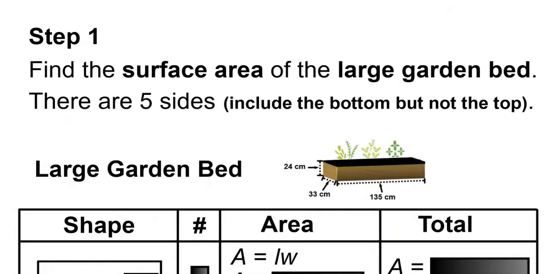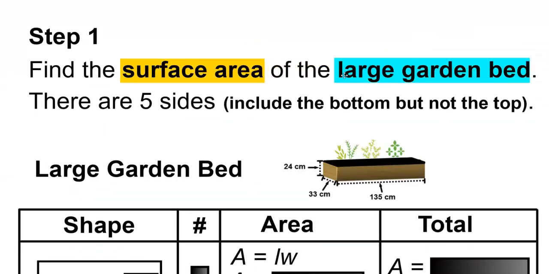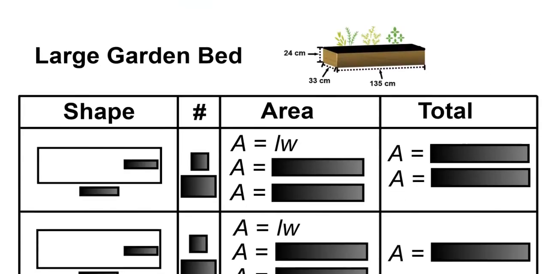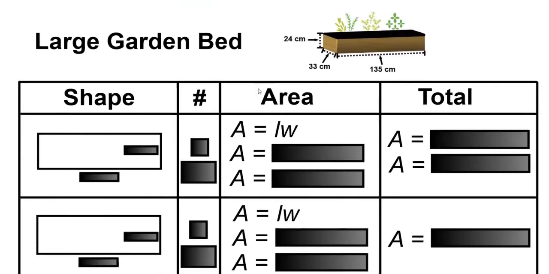Step 1. Find the surface area of the large garden bed. There are 5 sides. Include the bottom, but not the top. There's a front, a back, a left side, a right side, and the bottom. We'll use a graphic organizer to solve.